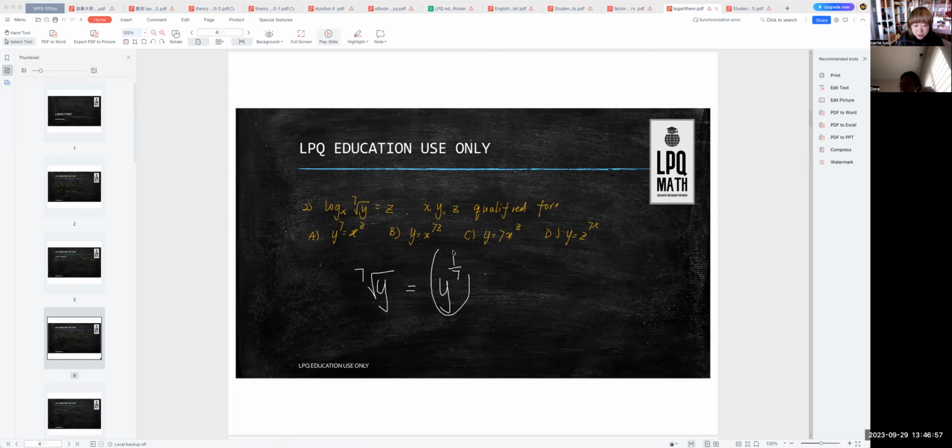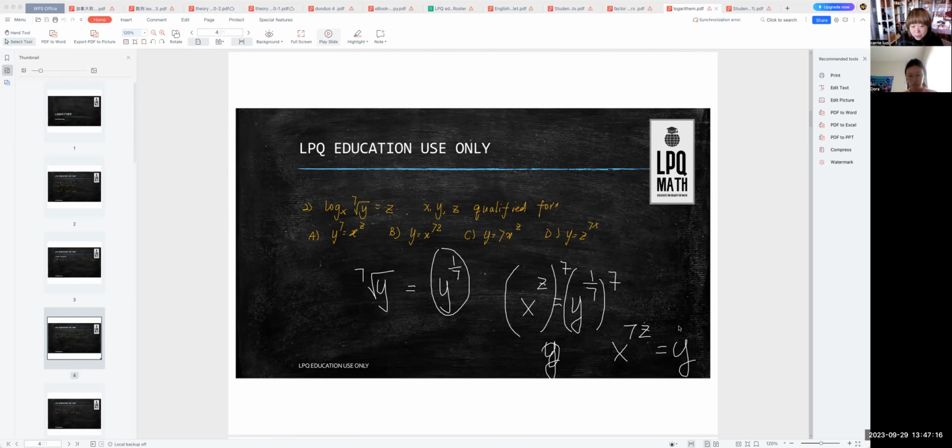So that means that's the answer, right? So x to the power z equals y to the power 1 over 7, correct? If on both the left side and right side I raise to the power 7, do I get x to the power 7z equals y? Did you get it? So that's why the answer is D. Got it? Okay.